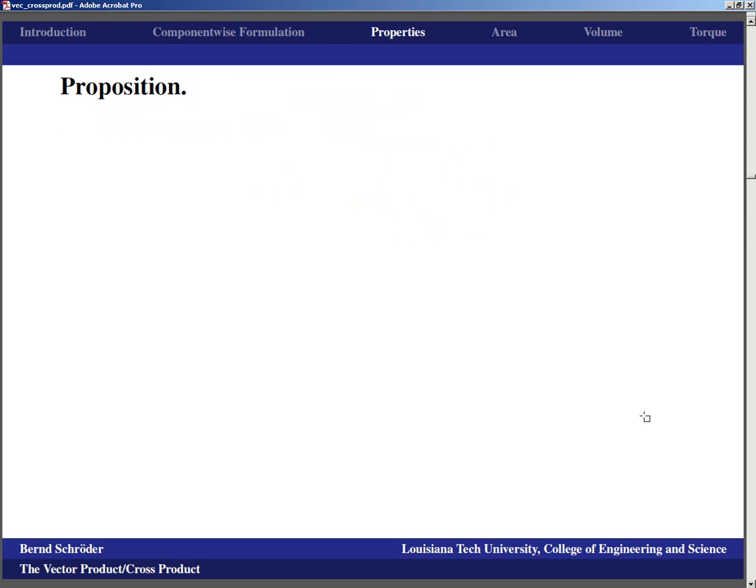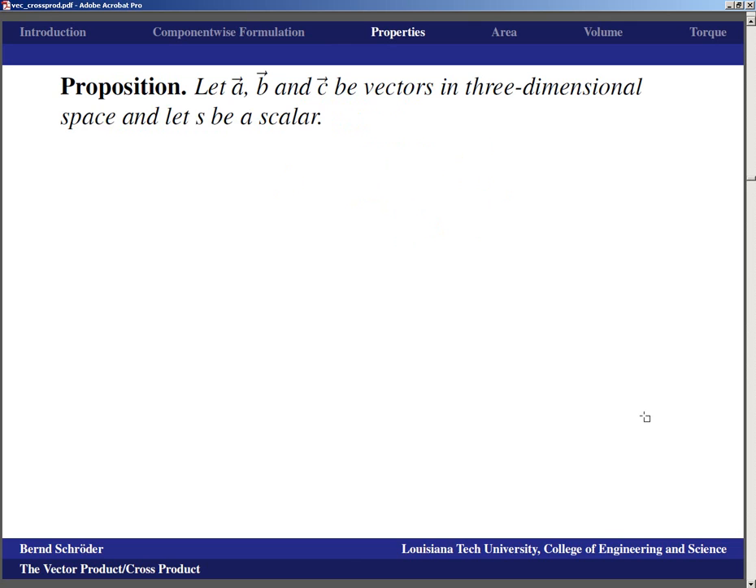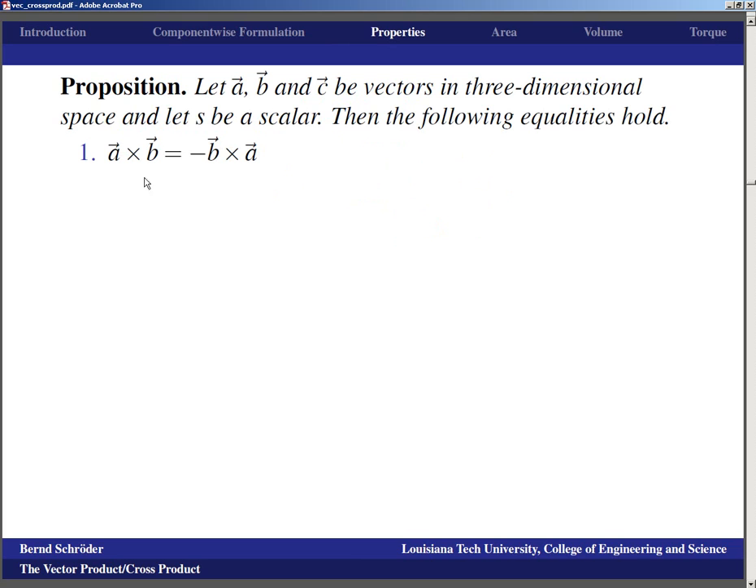Okay, let's look at some properties of the cross product. If you've got 3 vectors in 3-dimensional space and a scalar, then we've got the following. Well, the most important equality really for the cross product is that when you reverse the order of the factors, then you get an extra negative sign. And I don't think that's one that we'll prove. That's something that you can prove yourself.